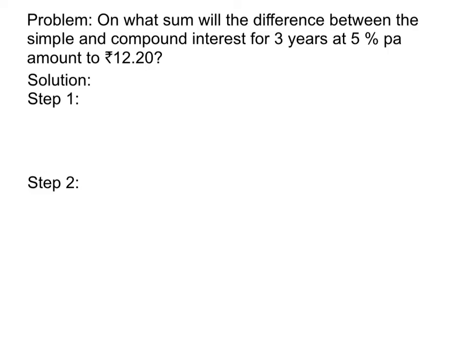On what sum will the difference between the simple and compound interest for 3 years at 5% per annum amount to rupees 12.20? On what sum? So let us assume that the sum is rupees 1. Okay. And what do we have to do? Find the compound interest first. What is the compound interest formula?